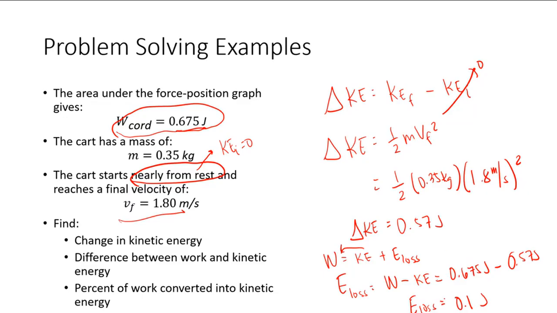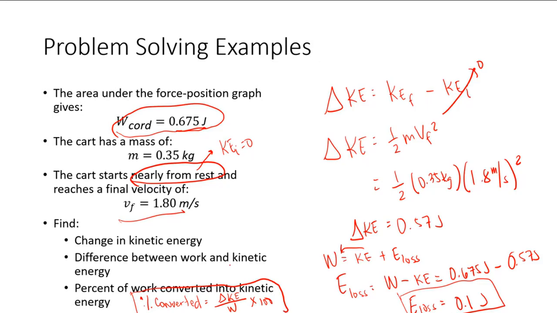Okay? Now for your final question, what is the percent of work converted into kinetic energy? Now for this, please take note that the equation for the third problem, percent converted is equal to the change in the kinetic energy over work done by the cord times 100. Please take note of this equation, ha? Again, percent converted is equal to the change in kinetic energy over the work done times 100.